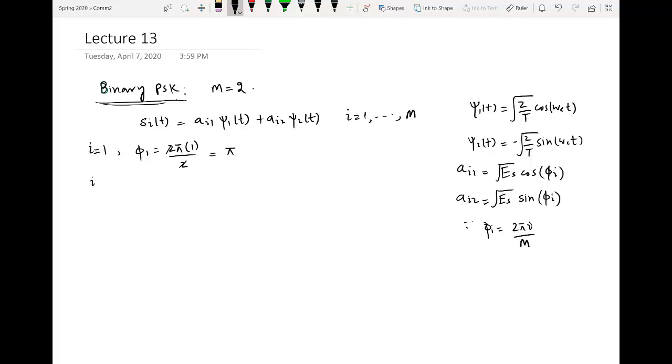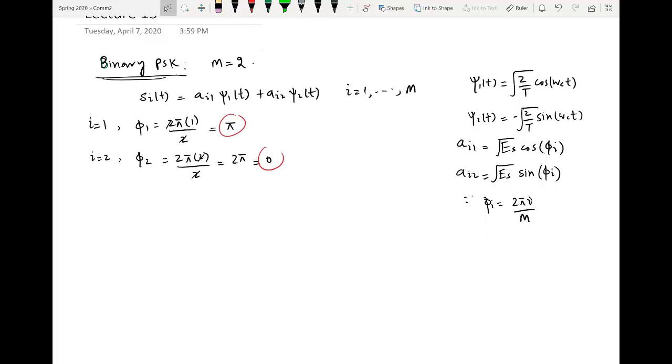And the second one is i equal to 2, which means phi_2 will be equal to 2 pi into 2 divided by 2. So that will be cancelled out and we will have 2 pi, which is equivalent to 0. So we will have these two phases. Either we will have a phase of pi or we will have a phase of 0.